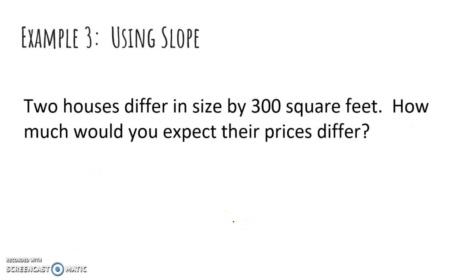So two houses different in size by 300 square feet. So remember, the size was your x. So the x differs by 300. How much would you expect their prices to differ? So the prices is the y, or the y's. So it will differ by, what does the x differ by? 300. 300 times the slope.